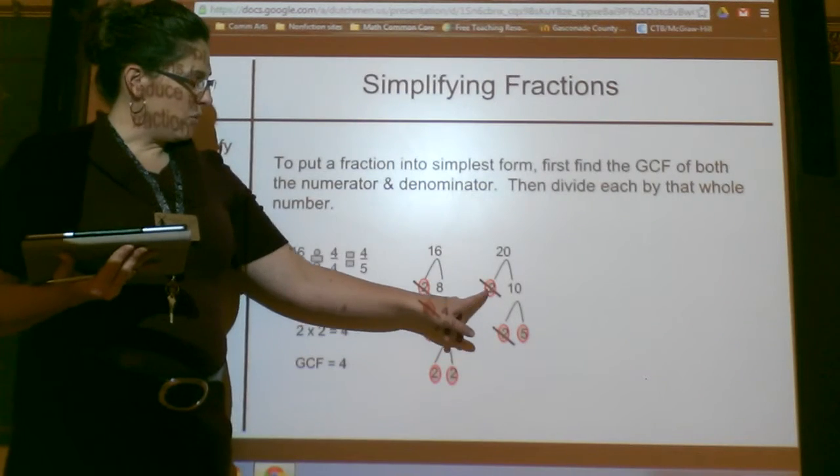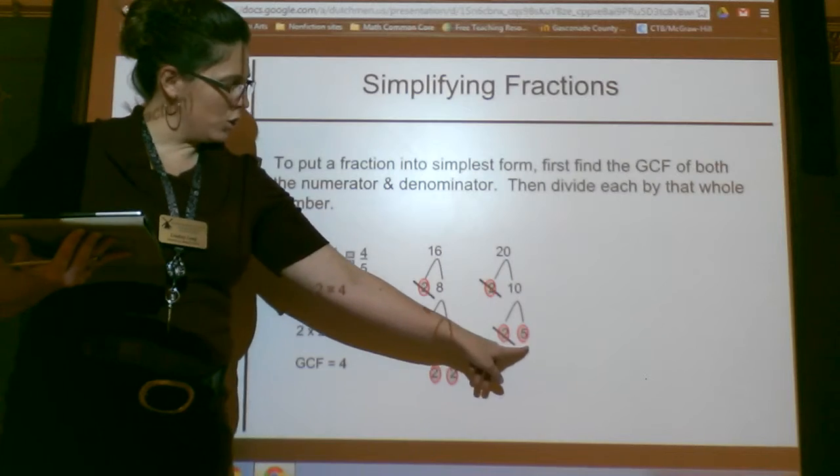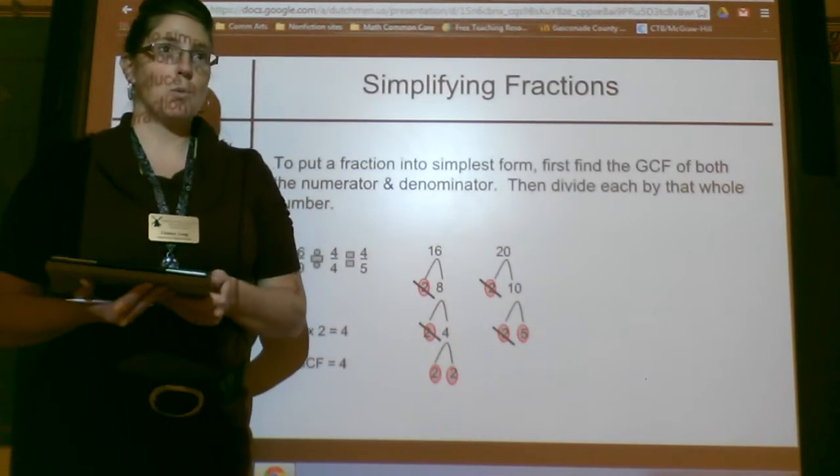Then for 20, we do the same thing. We get 2 and 10. 2 is prime, so I circle it. 10 breaks down into 2 and 5. Those are both prime, so we circle them.